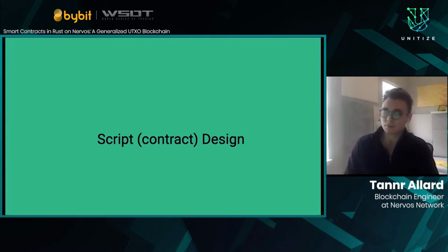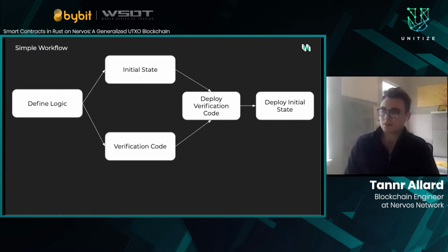Now we'll go over a simple workflow for developing smart contracts. Essentially, the biggest part is defining the business logic, right? This is not just in smart contract design, this is in development in general. You need to understand the system and the rules prior to writing any code, right? And so once you define the logic, you have two different things you need to understand: the initial state of your system once it's deployed to chain, and then the verification code that implements the business logic that your system should follow.